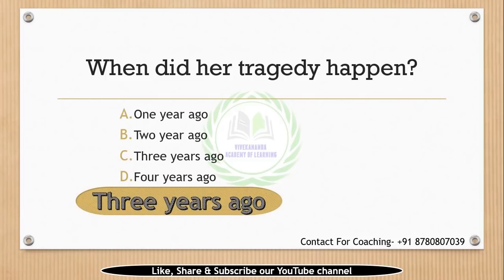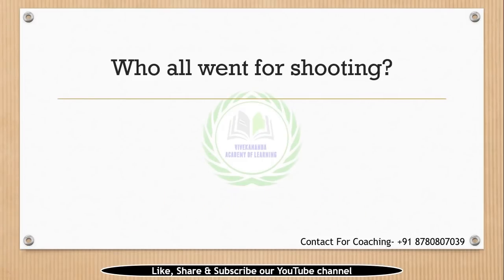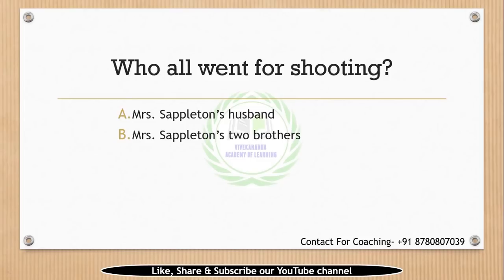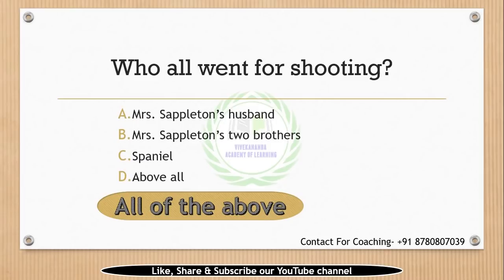Next question. Question is, who all went for shooting? Options are A. Mrs. Sappleton's husband, B. Mrs. Sappleton's two brothers, C. Spaniel, D. All of the above. So the correct answer is all of the above.